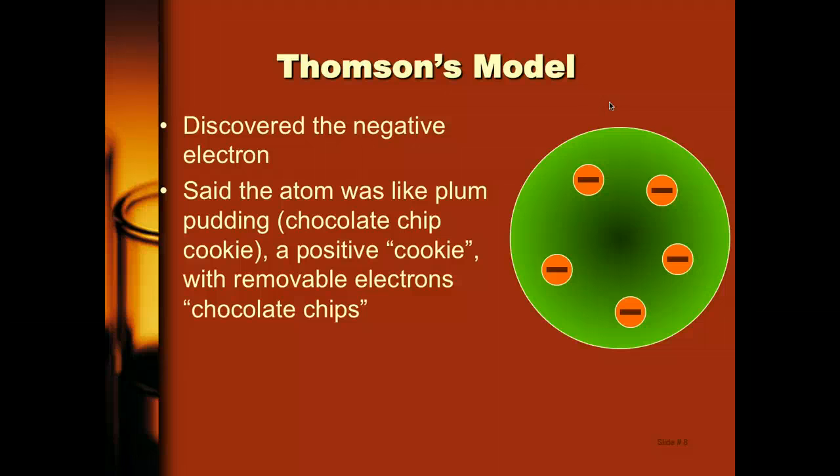So he described the atom as being like plum pudding. You may want to think about it like a chocolate chip cookie, that the cookie part is positive with removable electrons, chocolate chips, or like you could pick the pieces of plum out of the plum pudding. All right, that's it. That is Thomson's experiment and how he developed his model.